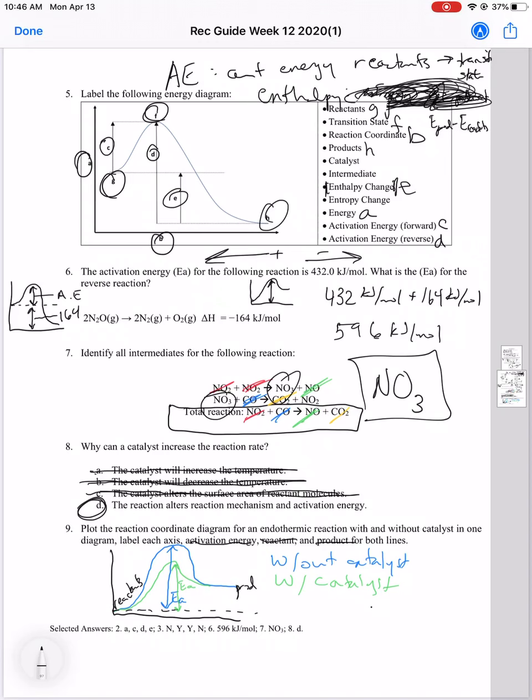Then I just need to label the axes. So remember, the energy is going to be on the y-axis, and the reaction coordinate is going to be on the x-axis. The reaction coordinate is just where in the reaction we are, and the energy is the amount of energy that the molecules in the reaction have at some given point in the reaction.